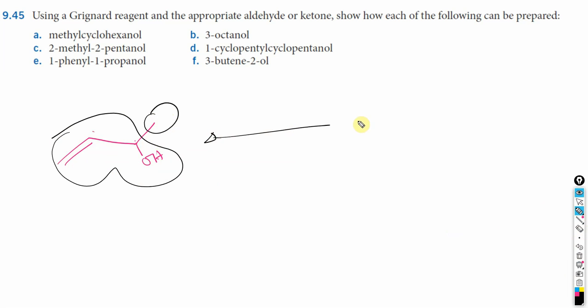As I told, this is going to be the aldehyde, which means we'll be getting a secondary alcohol. That's what we are getting, and I'll be treating this with methyl magnesium bromide followed by water workup.